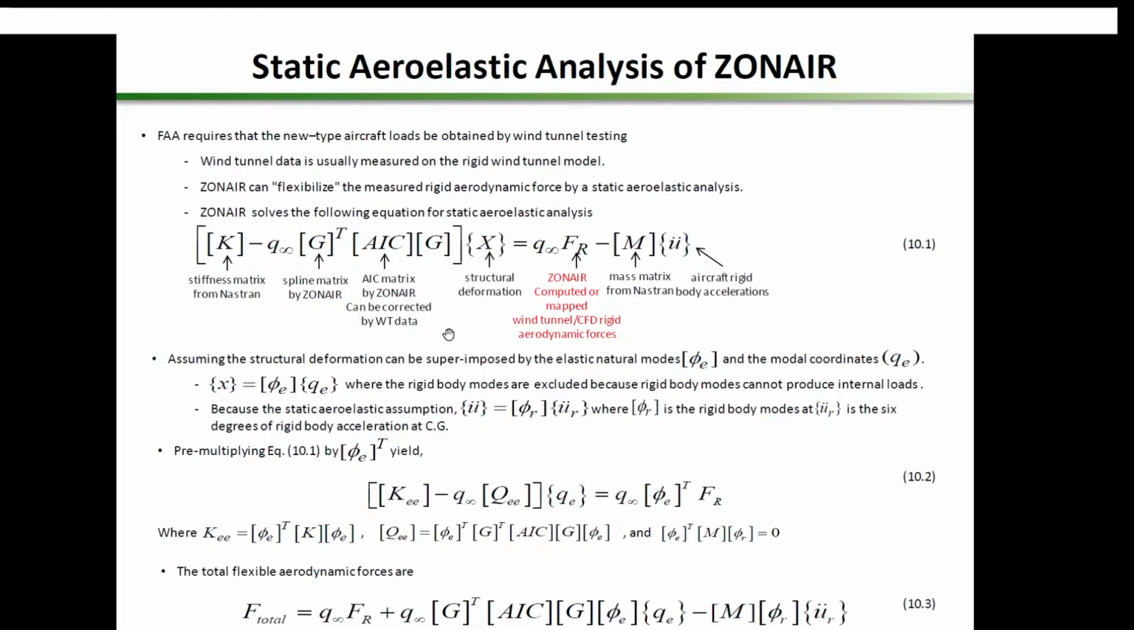Okay, we assume the X, the structural deformation, can be superimposed by the elastic natural modes phi sub e and the modal coordinate q sub e, and we exclude the rigid body modes from the modes because the rigid body modes cannot produce internal load.